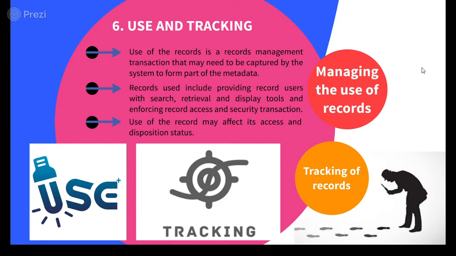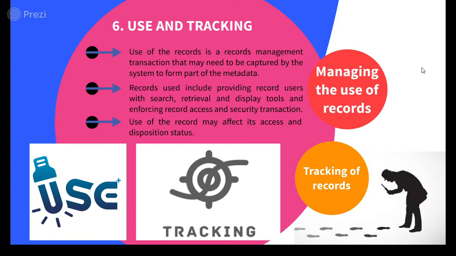Now we are moving to topic number 6, which is use and tracking. Use of the record is a records management transaction that may need to be captured by the system to form part of the metadata. Records use includes providing record users with search, retrieval, and display tools, and enforcing record access and security transactions. Use of the record may affect its access and disposition status.